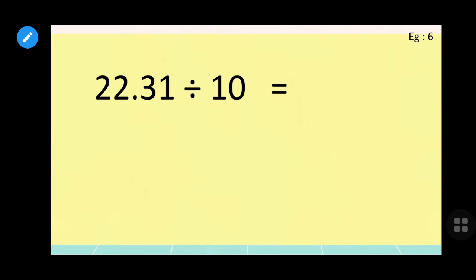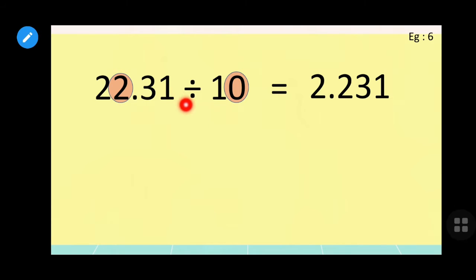22.31 divided by 10. Now we are going to divide these numbers by powers of 10. What are the powers of 10? 10 to the power 1 is 10, 10 to the power 2 is 100, 10 to the power 3 is 1000. Likewise, we are going to divide a decimal number by powers of 10, and that's pretty easy. 10 has only one zero, so the decimal of this decimal number will shift one place forward. That's it. See, it's 2.231. It's as simple as that.